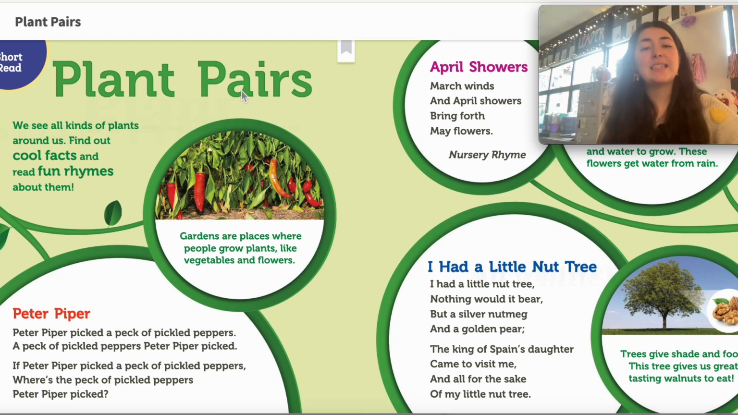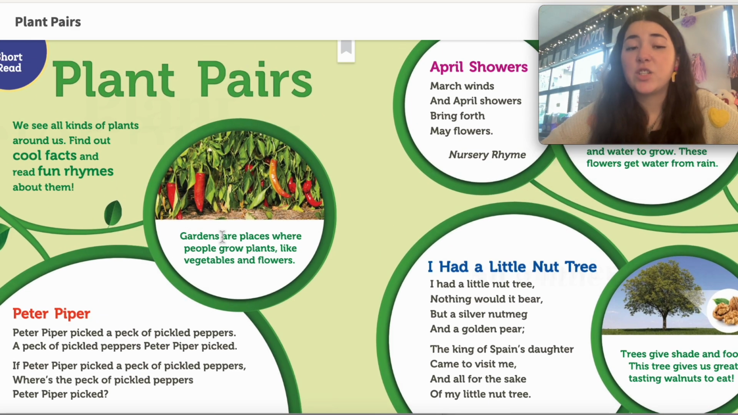So it's called Plant Pairs. We see all kinds of plants around us. Find out cool facts and read fun rhymes about them. So this right here says, gardens are places where people grow plants like vegetables and flowers. Your family might have a garden at home that you use or help them with.